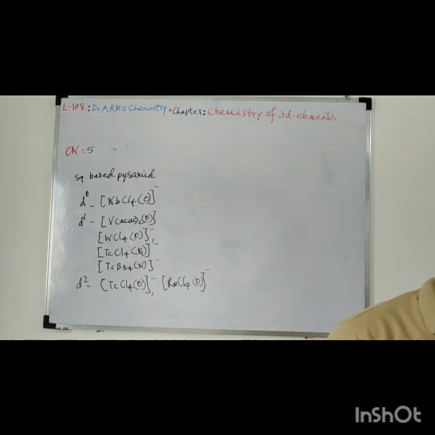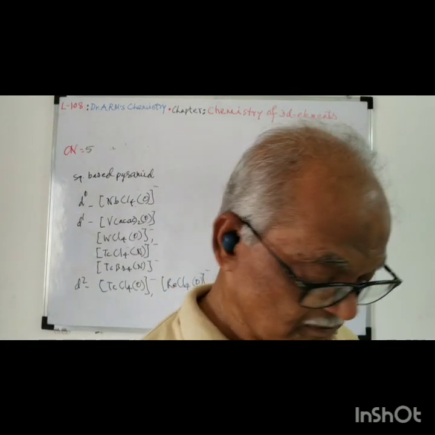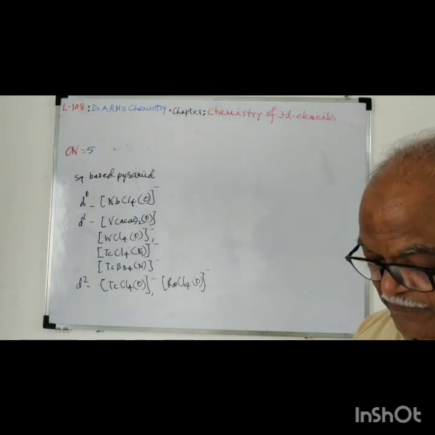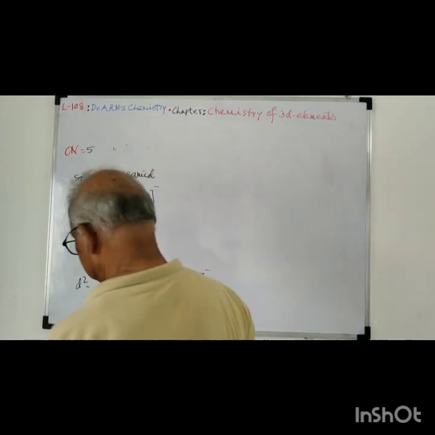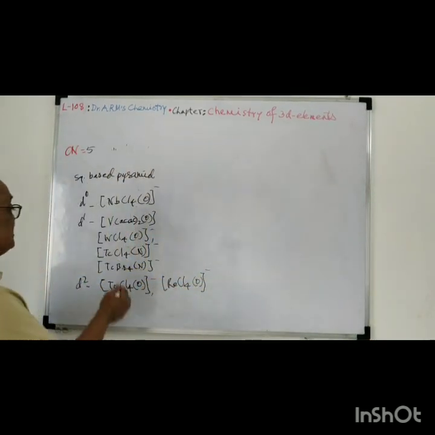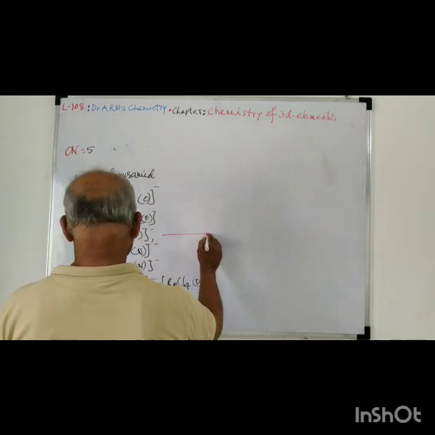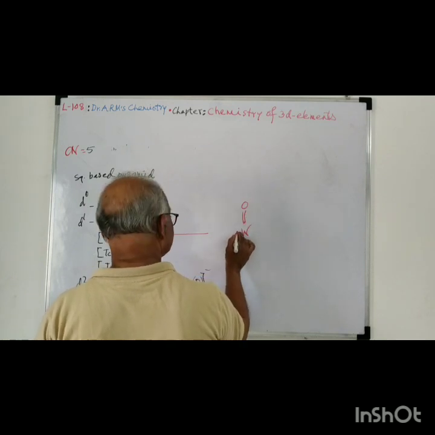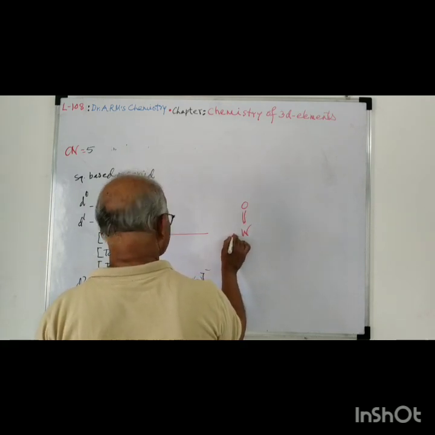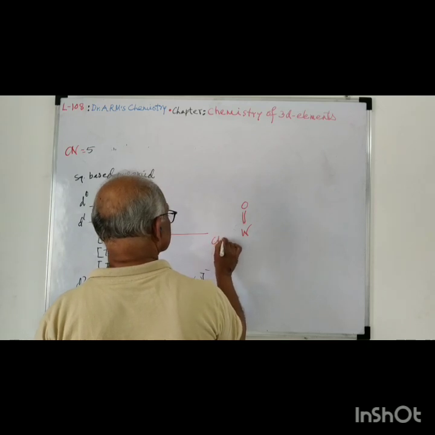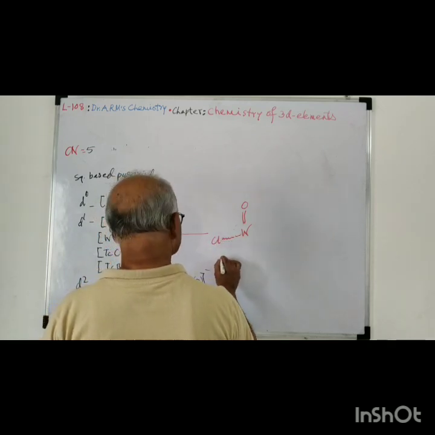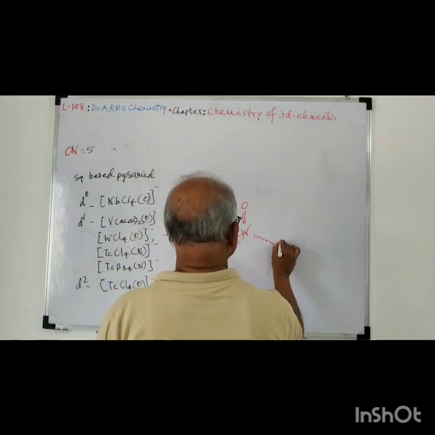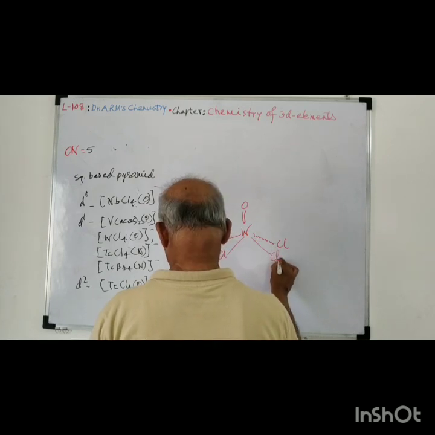Now we can have a variety of structures here. Ligands giving 5 coordinate structures are like this. Means there are many structures. We have already seen the structure, but in addition to this we can see here the structure of tungsten, that is W, and this Cl, then other Cl, like this.